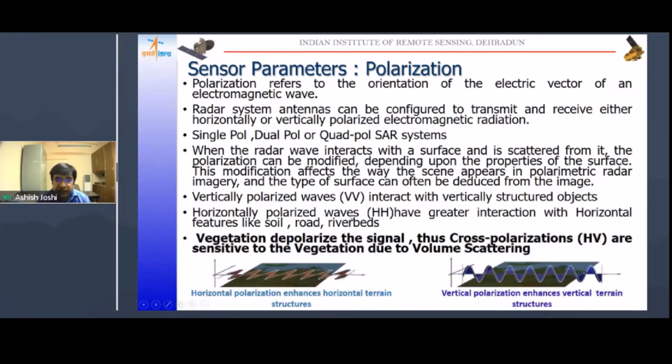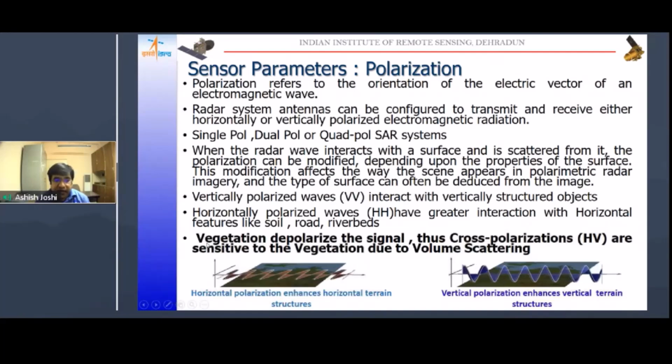The vertically polarized waves interact with vertically structured objects. Okay. And horizontally polarized waves have greater interaction with horizontal features. You can see in this SAR image, this is the horizontal polarization and this is the vertical polarization. The horizontal polarization enhances the backscatter of the horizontal terrain structures, and the vertical polarization enhances the vertical terrain structure. Okay, so these are the two basic polarizations, horizontal and vertical.